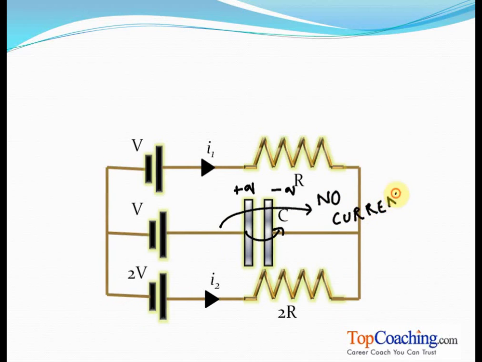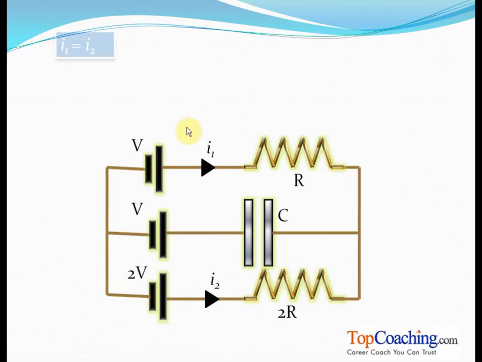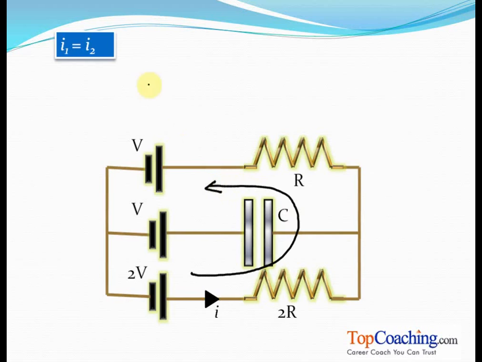So clearly, there will be no current traveling through this circuit, isn't it? And therefore, current will exist here and here. Now, if that is so, we can actually replace this circuit by having only a single current, I, instead of I1 and I2, isn't it? After all, this current will flow in this loop like this. And the capacitor will block the flow of electric current here. Now, what will the value of this current I be?